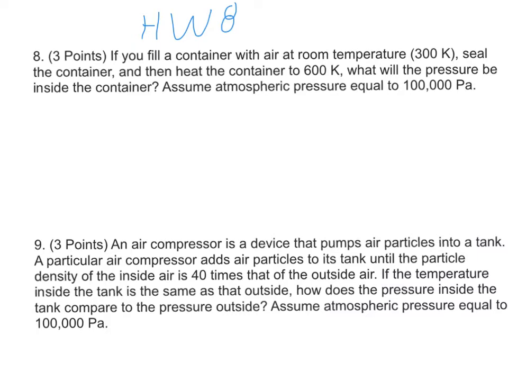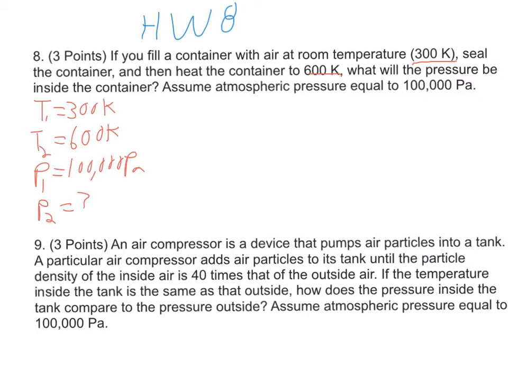This first problem here, it's an interesting question. We're told that we have some amount of gas that's at 300 Kelvin. So we have some initial temperature that's equal to 300 Kelvin. Then we're told we take the same gas that's in the same container and we heat it to 600 Kelvin. And we're told that its initial pressure, which is atmospheric pressure, is 100,000 pascals.